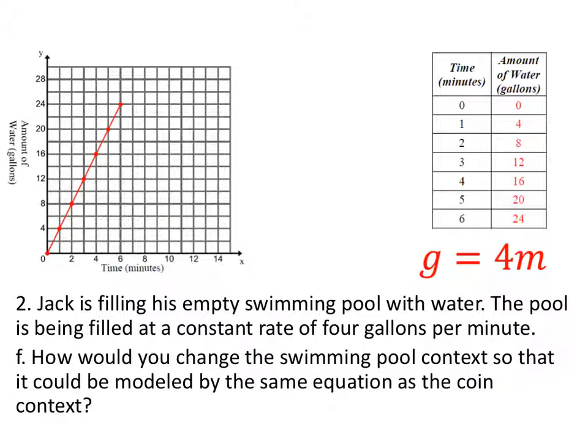So part F, how would we change the swimming pool context so that it could be modeled by the same equation as the coin context? Yeah? Start with 2 gallons. Very good. Just start with 2 gallons, that's it.